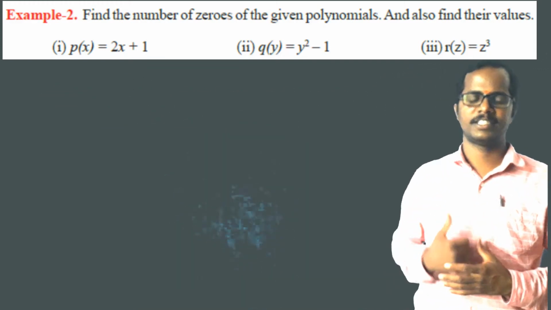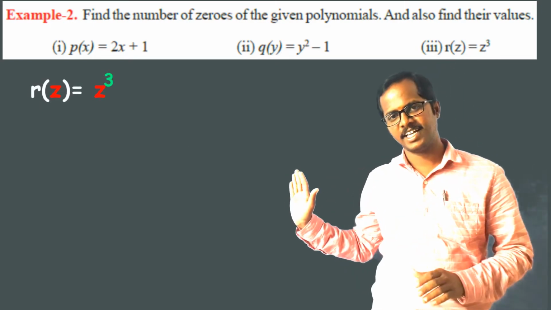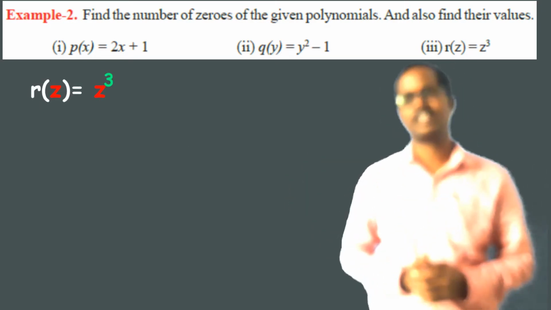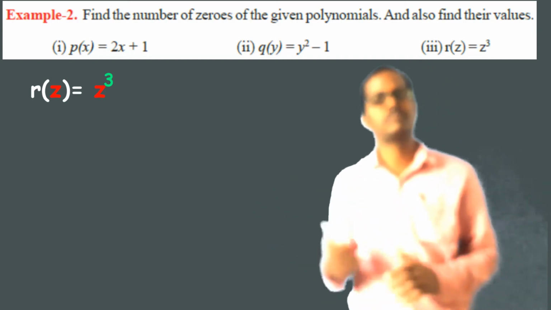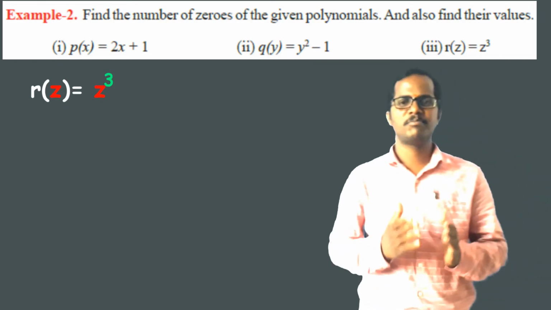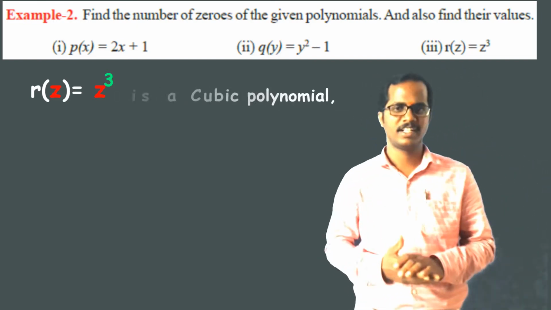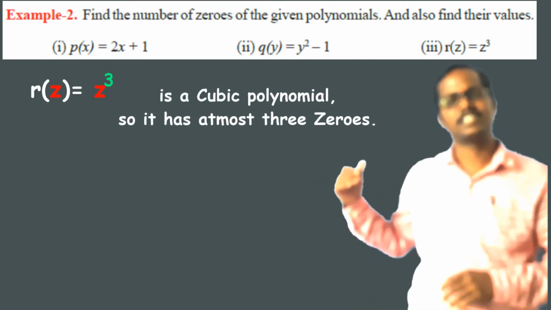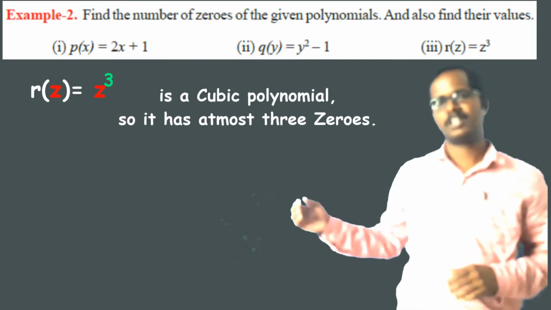It is given as r of z equals z cube. So clearly it is a cubic polynomial. Why? Since its degree is 3, it is a cubic polynomial. And we know that the number of zeros a cubic polynomial can have at most is 3. So it has at most 3 zeros. So let us find out these zeros.